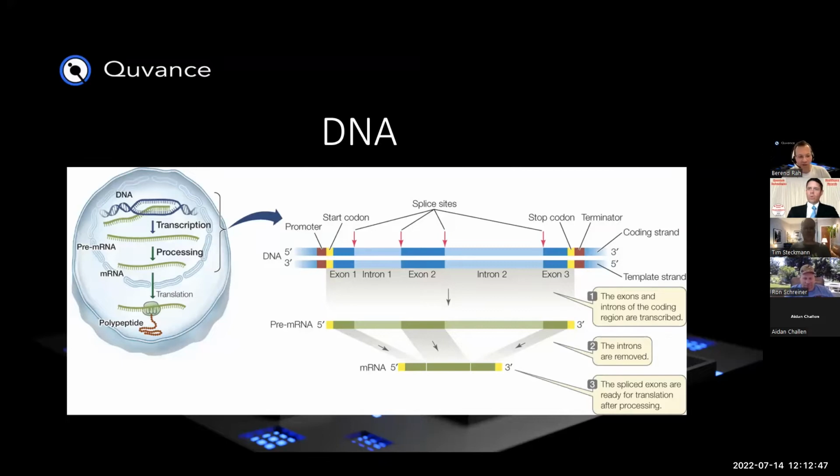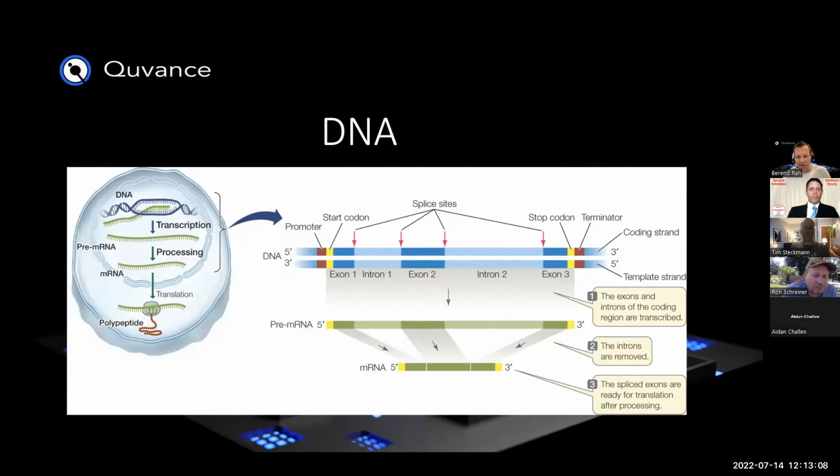So just two terms you might come across. One is transcription, which basically means the information flows from DNA to RNA. And then translation means it's translated into another language, i.e. into amino acids that make peptides or proteins.